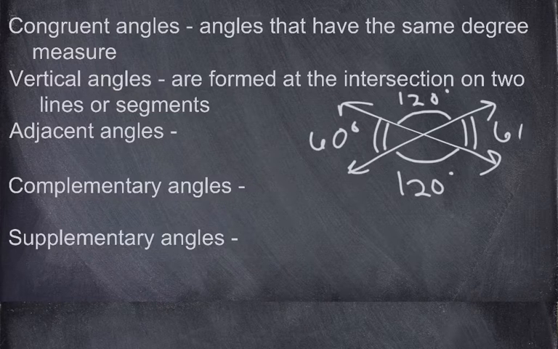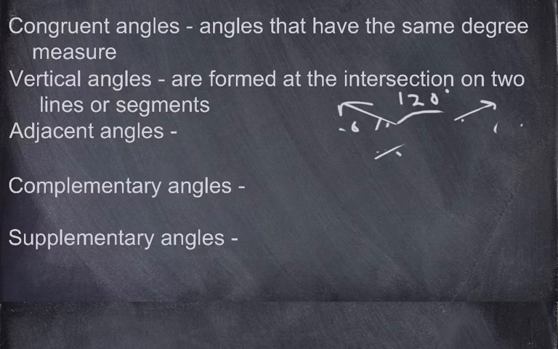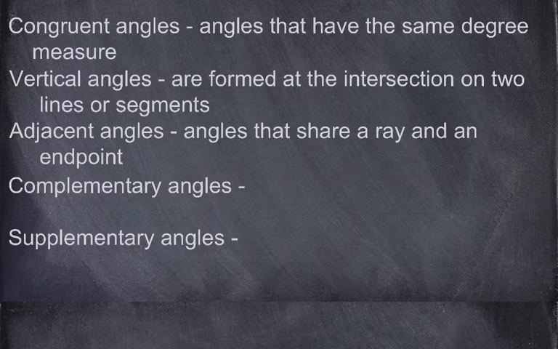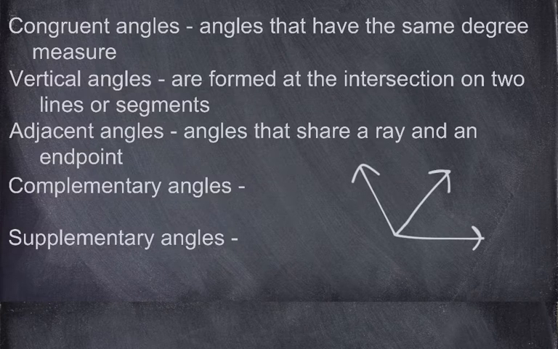Now the question is, what are adjacent angles? Well, adjacent angles are angles that share a ray and an endpoint. So if I have an angle like this, that's just two rays. Now if I were to extend another one using that same ray, then this angle right here and this angle right here would be adjacent angles to each other because they share the same ray and they share the endpoint.